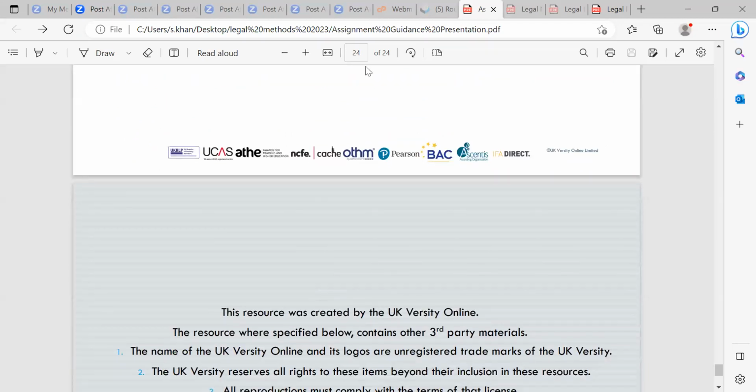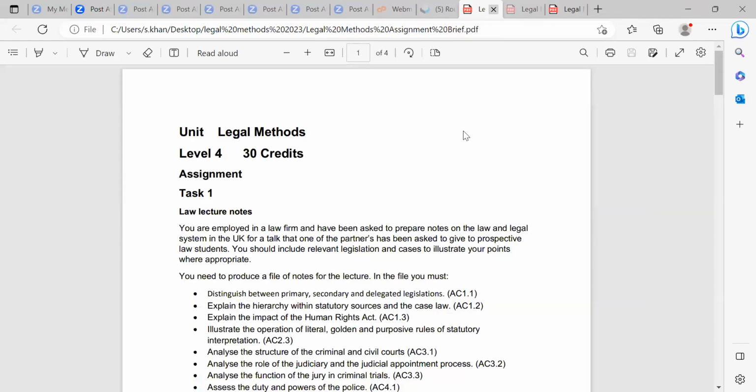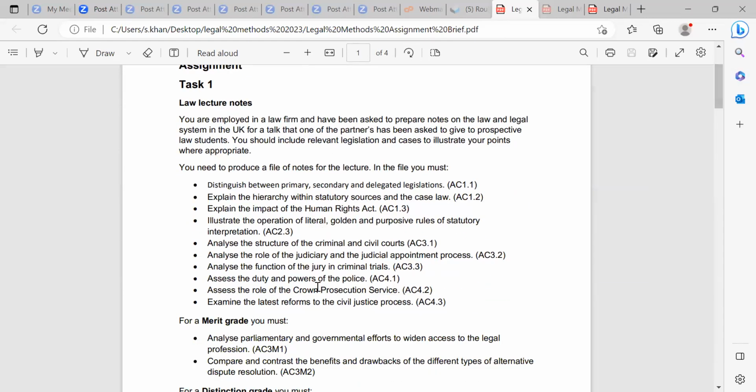Okay, so these are some of the stuff, and there's more to go through. So let me just go through the next bit. So here, can you see this? Legal methods unit. Yeah, so this is the tasks. So this is on Moodle as well. So it identifies what I've just gone through in the slides with you. What you need to produce. So task 1, you need to produce all them.